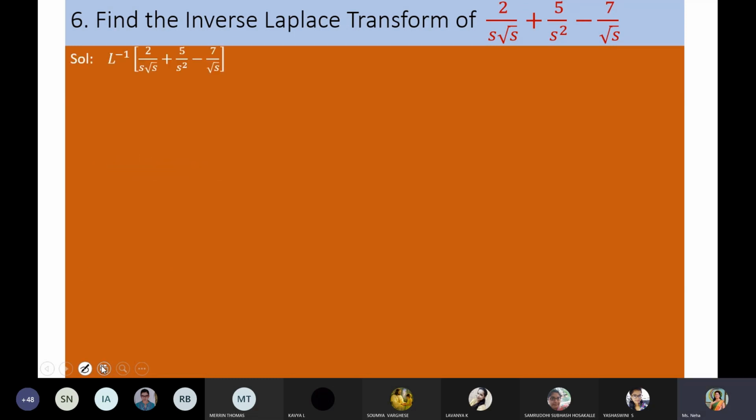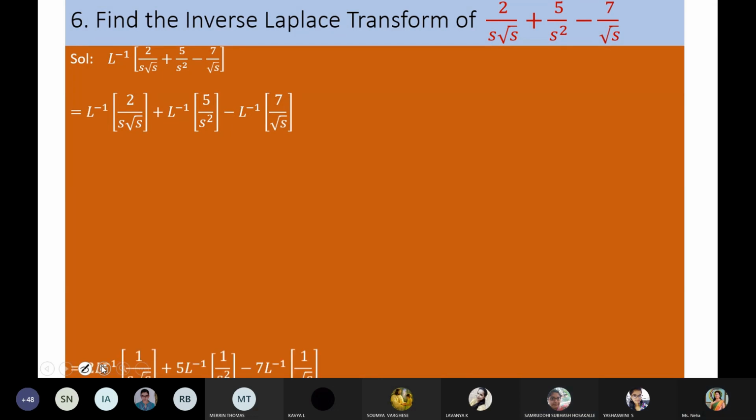Let me do Laplace inverse of all the 3 terms. First, what we will do, we will separate the terms. Now, since we have root and all, what we will do, we will convert it into power. So root s will be s to the power 1 by 2. What is the whole power of s for the first term? s into root s is equal to s to the power what? 3 by 2. 3 by 2.